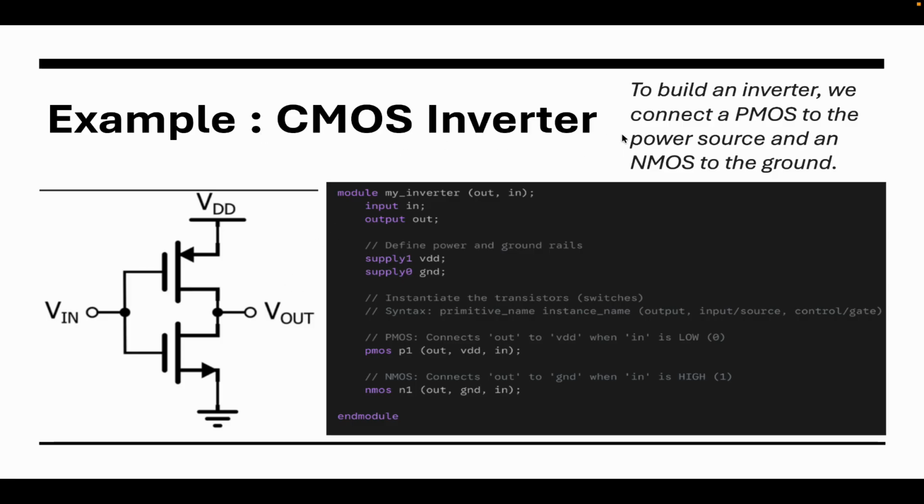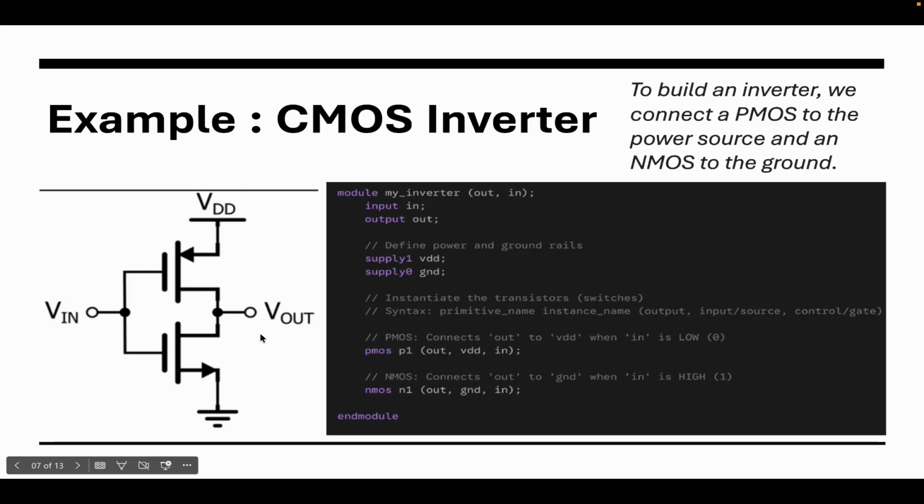We have a CMOS inverter. To build an inverter, we connect a PMOS to the power source and an NMOS to the ground. This part of your circuit is PMOS and this part of your circuit is NMOS. Whenever the input is given, it goes to both the PMOS and the NMOS. Depending on what input you are giving, the output will be generated. This is a simple code. Let us see how the code is made.